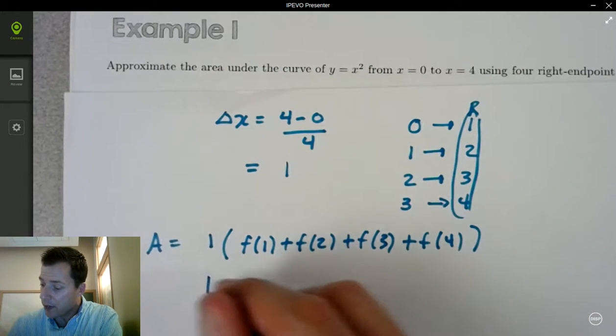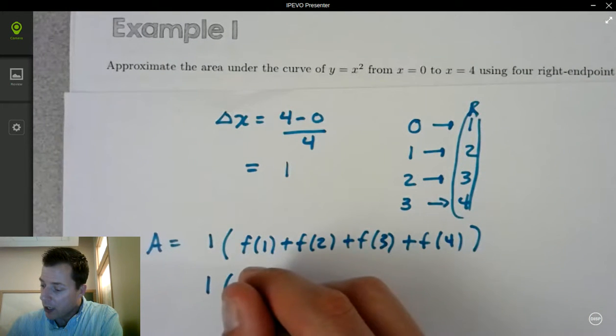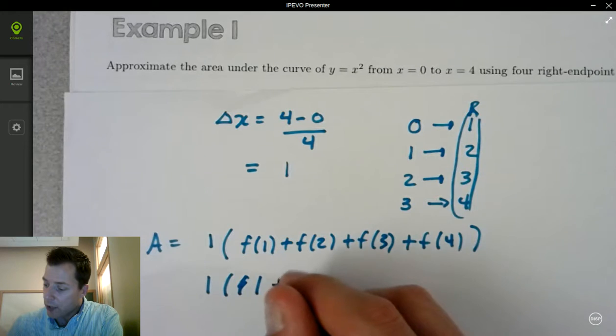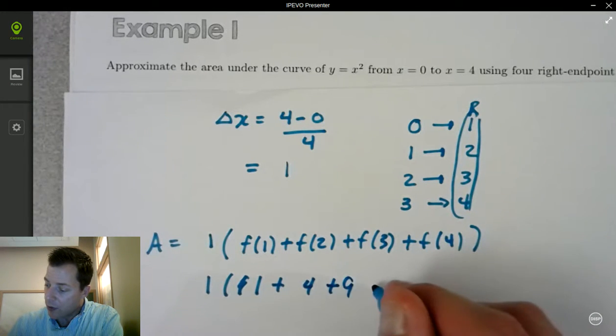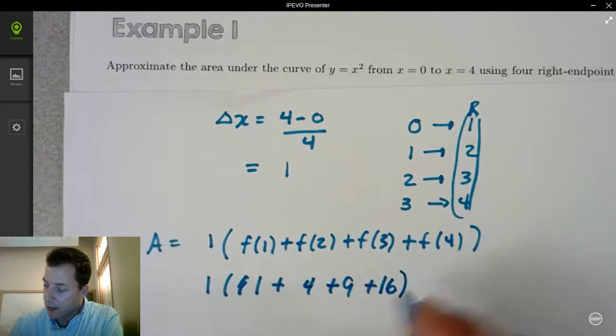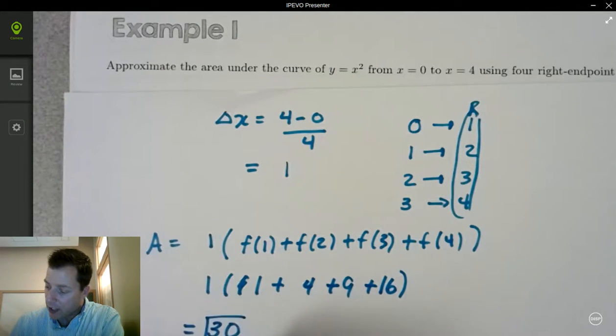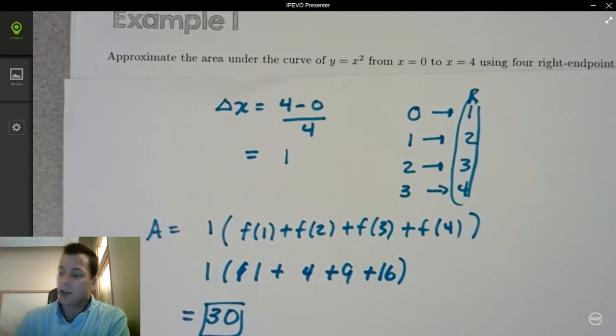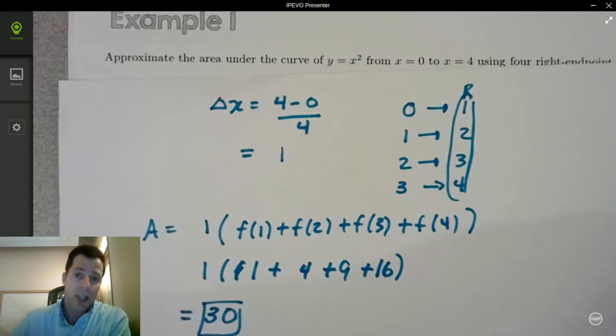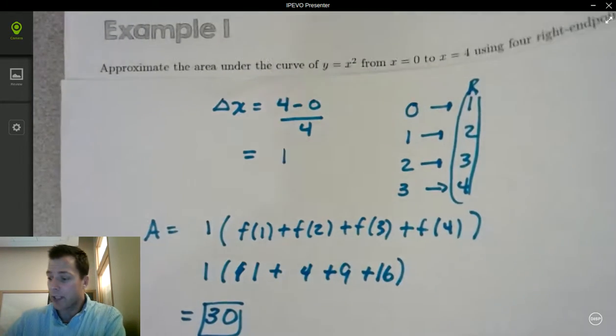Okay, so I go ahead and do that. And I'm left with f of 1 is 1, plus 2 squared is 4, 3 squared is 9, and 4 squared is 16. Okay, and so my area under that curve is 30. This is going to be an overestimate. Okay, let's go ahead and look at it when we change the number of rectangles. We're going to add some more rectangles here.